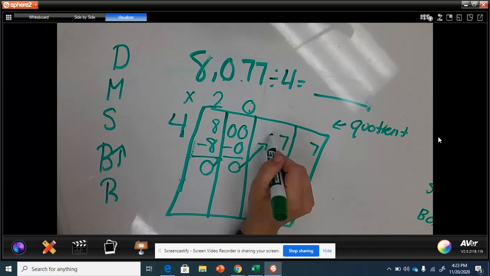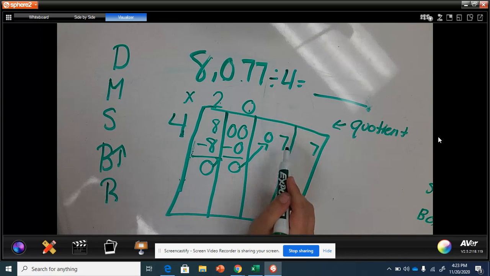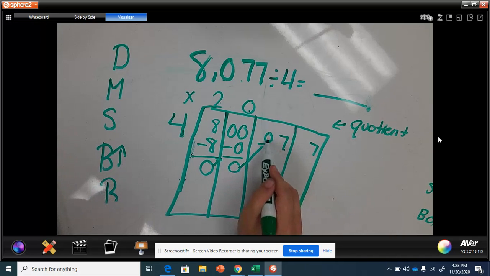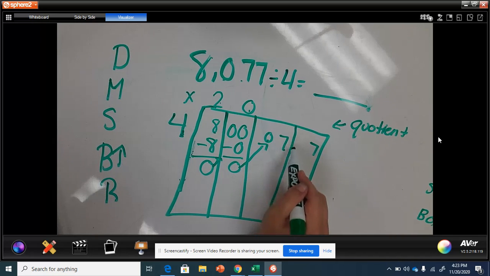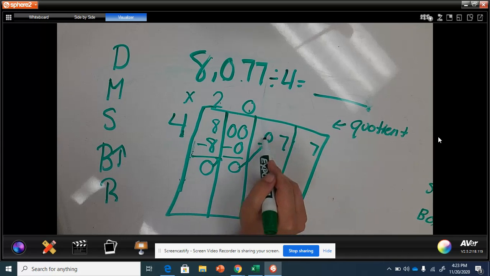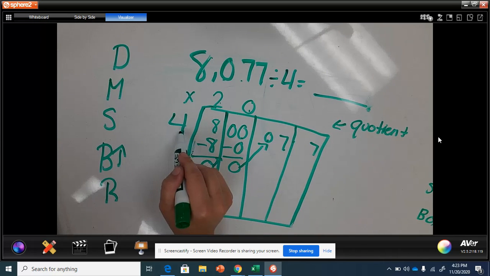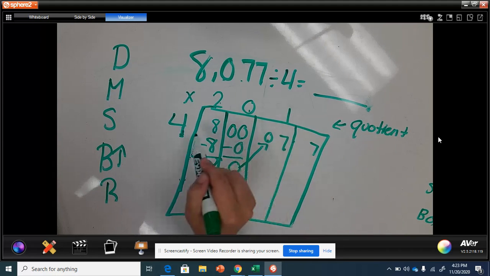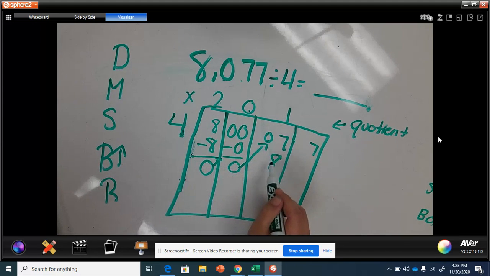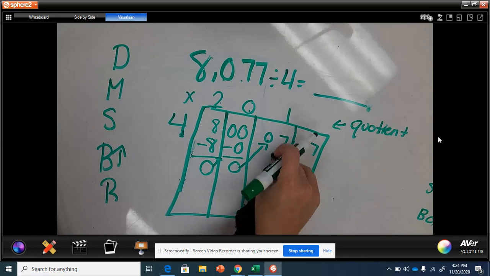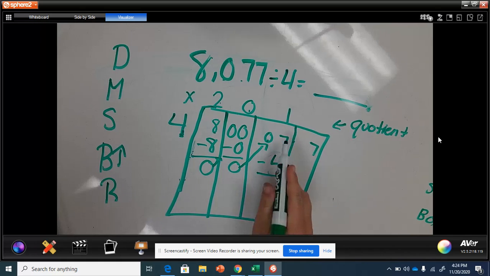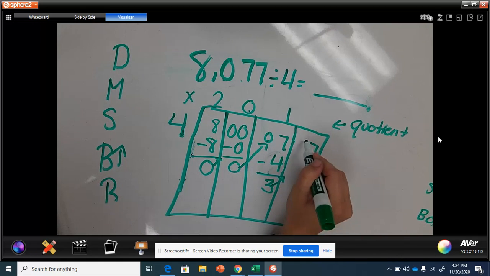Bring that up. Now I have 0, 7. Be mindful, this is not 70. It's still just 7 because this is a 0 in front of the 7. That's why we keep it close to here so we know that we're putting it in front. So now I'm doing 4. How many times does 4 go into 7? 4 goes into 7 one time, and 4 times 1 is 8. 4 times 1 is not 8. 4 times 1 is 4. And then 7 minus 4 is 3. Now I'm going to bring up that 3.